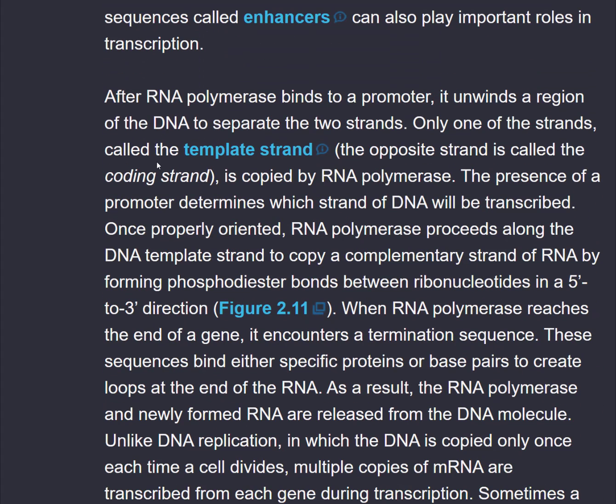Template strand. After RNA polymerase binds to a promoter, it unwinds a region of the DNA to separate the two strands. Only one of the strands, called the template strand, is copied by RNA polymerase. The opposite strand is called the coding strand. So again, only the template strand is copied by RNA polymerase. The coding strand is not copied by RNA polymerase.